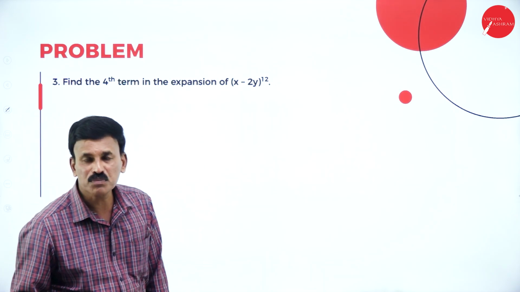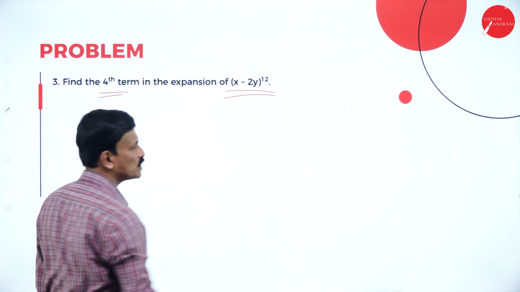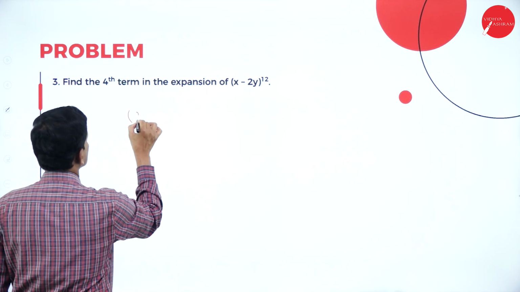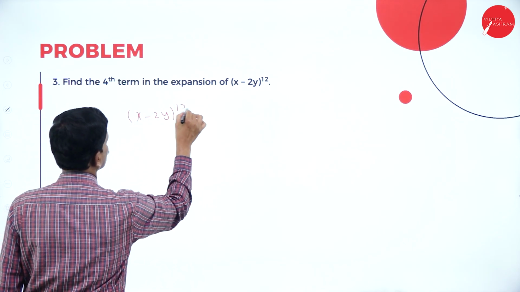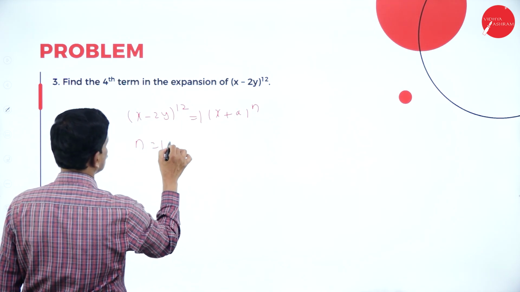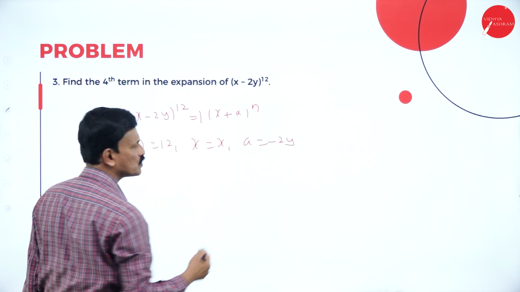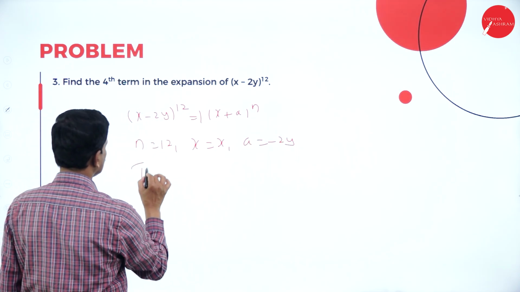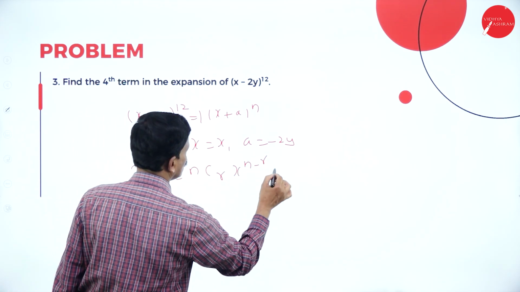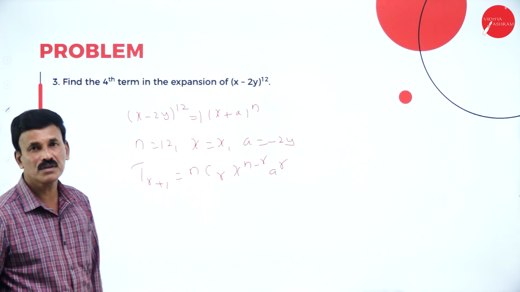Now, let us come to the next problem. Find the fourth term in the expansion of (x − 2y) whole to the power of 12. Compare this: (x − 2y) to the power of 12 is of the form (x + a) to the power of n. What is n? n is equal to 12, x is equal to x, and a is equal to −2y. What is the general term? The general term is T(r+1) is equal to nCr x to the power of n minus r into a to the power of r. These types of problems are very important for 5 or 6 marks.